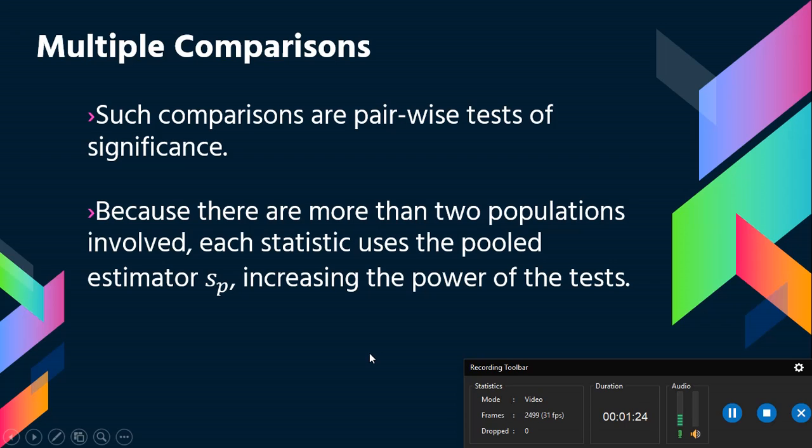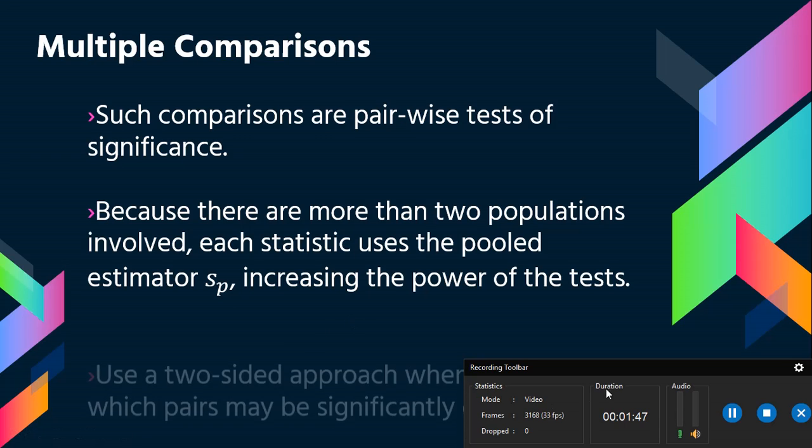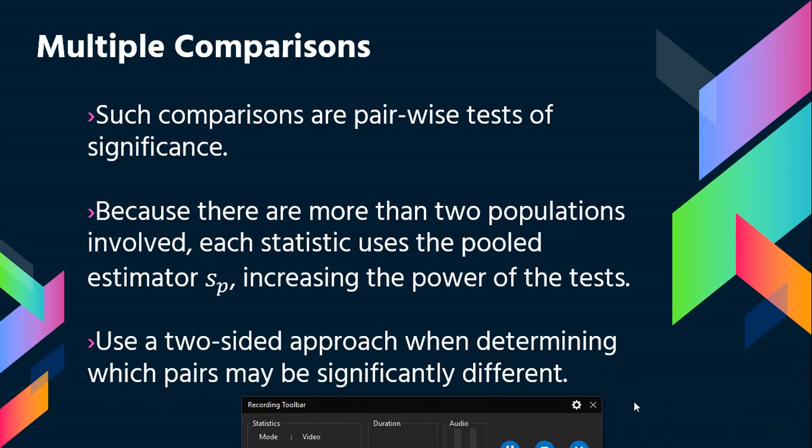Remember, when you run an ANOVA, we're assuming that all the means are the same. And if that's the case, we're saying that all of our different groups come from the same population. So even if we're running pairwise tests, we're going to use the pooled estimator, so the standard deviation that's pooled, and this will increase the power of the tests. When you set up your hypothesis testing for your pairwise tests of significance, we do want to use a two-sided alternative.